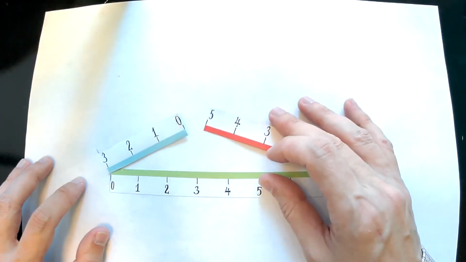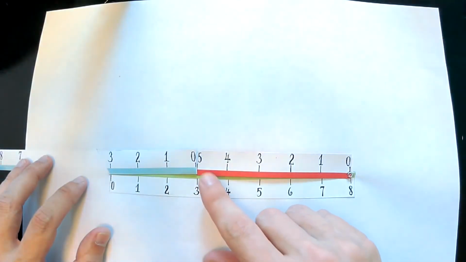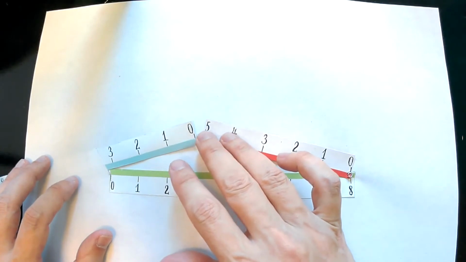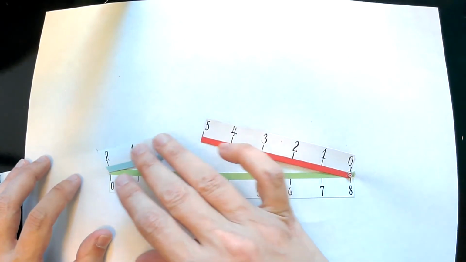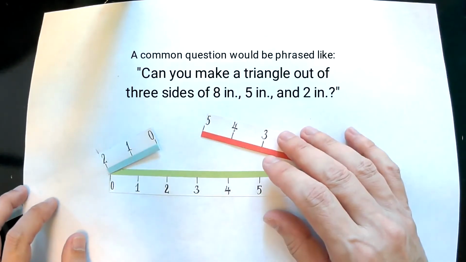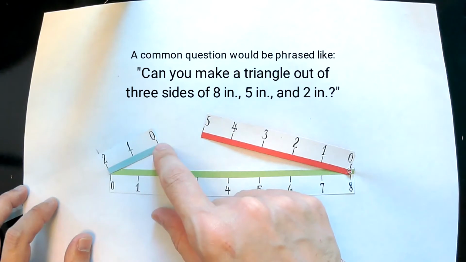We know it can't be 3, right? Because if you bring the two together, it'll become that line. And we don't want a line, we want a triangle. So what if our shortest side was 2? In other words, can we make a triangle out of 3 lengths of 8, 5, and 2?